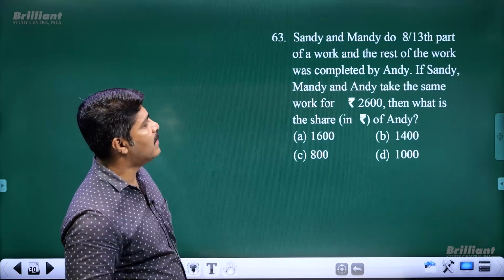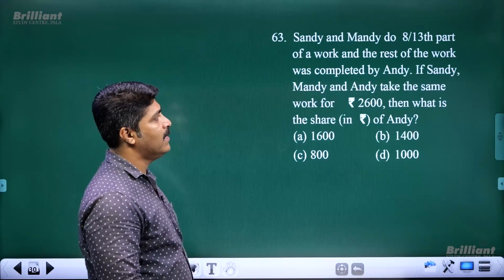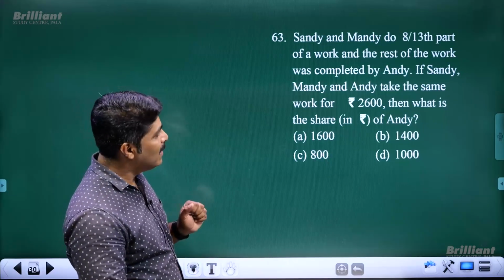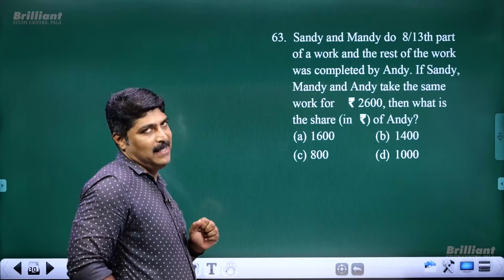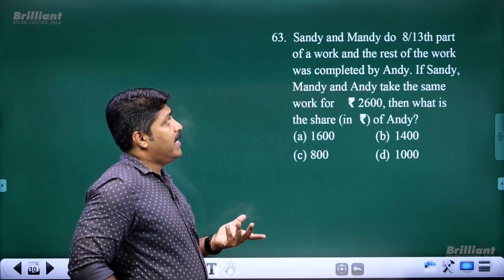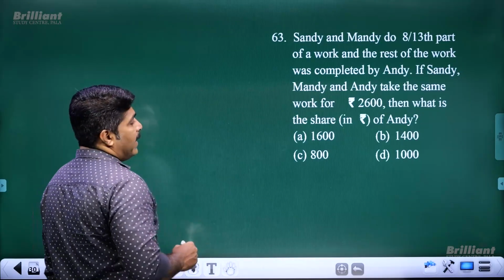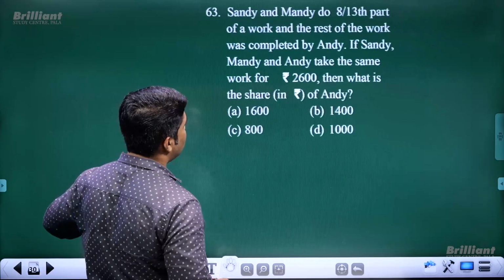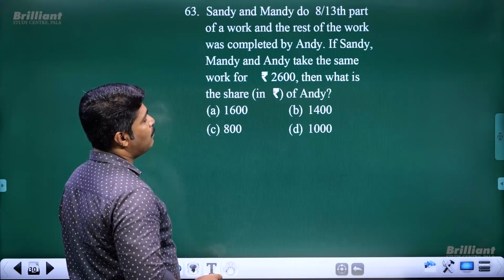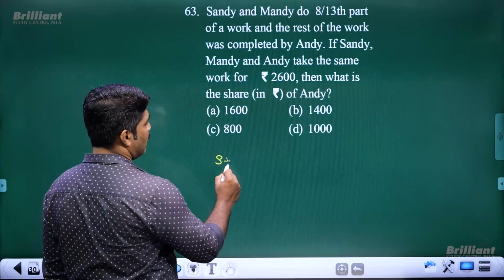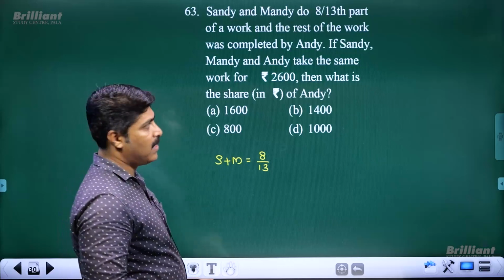Santi and Manti do 8/13th part of a work, and the rest of the work was completed by Auntie. If Santi, Manti and Auntie take the same work for rupees 2,600, then what is the share of Auntie? It's quite a simple one here. Santi and Manti together complete 8/13th part of the work. So here the wage is distributed as per the ratio of the work they completed. If you consider these two persons, Santi and Manti, they completed 8/13 part of the work. Got it?